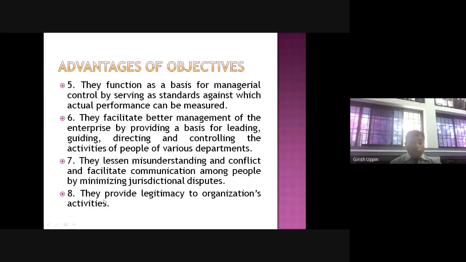When objectives are vague, means it is not very clear, that time there is a possibility it will create a lot of communication issues, a lot of dispute, because the objective itself is vague. As long as objectives are very clear, very precise, well thought of, there is very little chance of having a conflict. They provide legitimacy to the organization's activities.